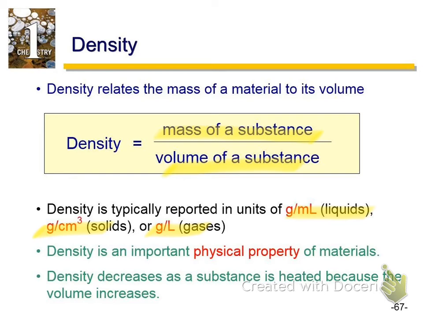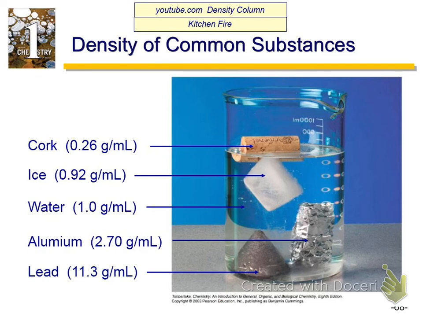So density is a real important physical property of materials, okay? And the density of a substance changes when we heat it up because the atoms get a little farther apart, and that's going to change their volume. Their volume is going to increase, so the density is going to get smaller, okay?